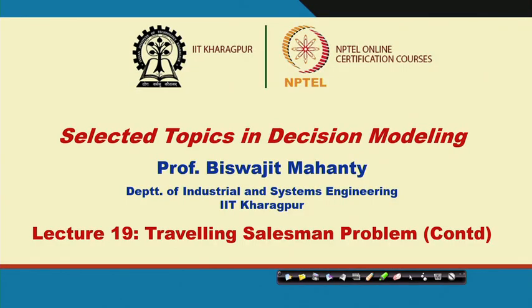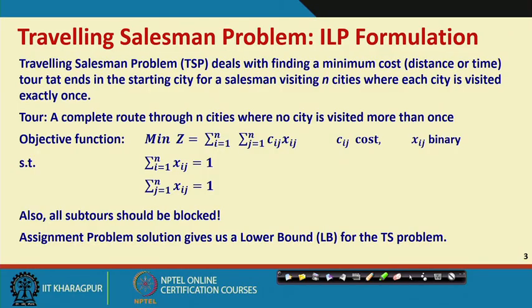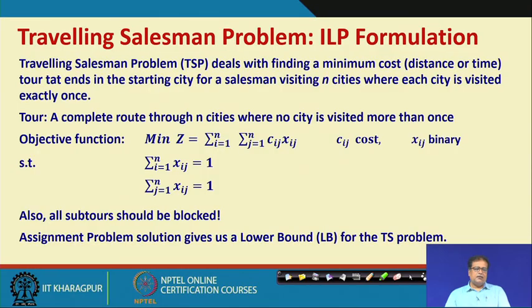Right. So, in our course Selected Topics in Decision Modeling, today we are in lecture number 19, and we are in the middle of the travelling salesman problem discussions. As you have seen earlier, the formulation of the travelling salesman problem as an integer linear programming problem becomes like this.